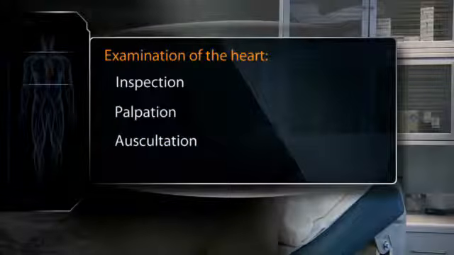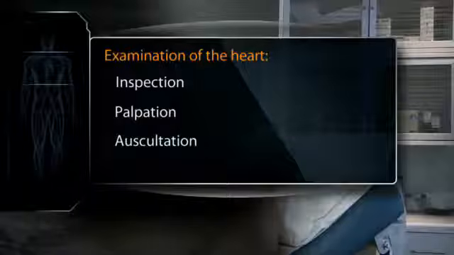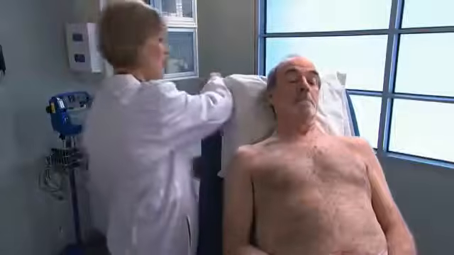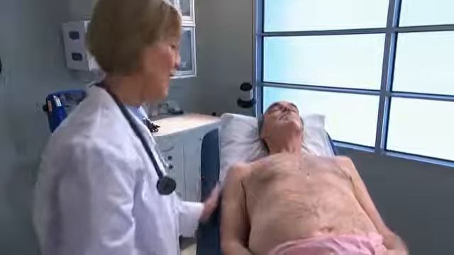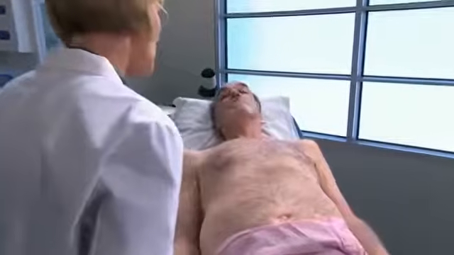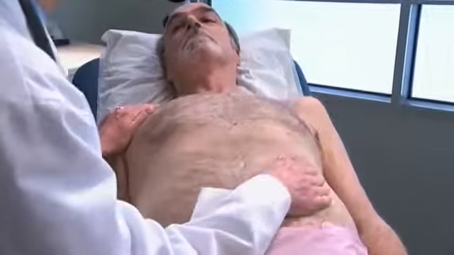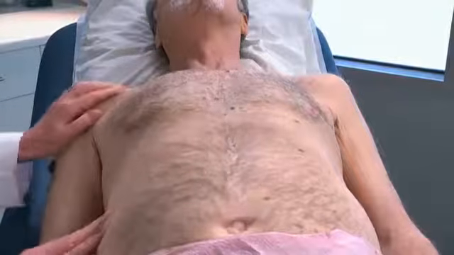Your examination of the heart consists of inspection, palpation, and auscultation. Let's begin with inspection and palpation. Stand at the patient's right side. Have the patient remain supine with the upper body raised to 30 degrees. First, inspect the anterior chest, noting any heaves or lifts. None are observed here. Careful inspection may also reveal the location of the apical impulse. Later in the examination, you will palpate to more clearly identify the apical impulse.